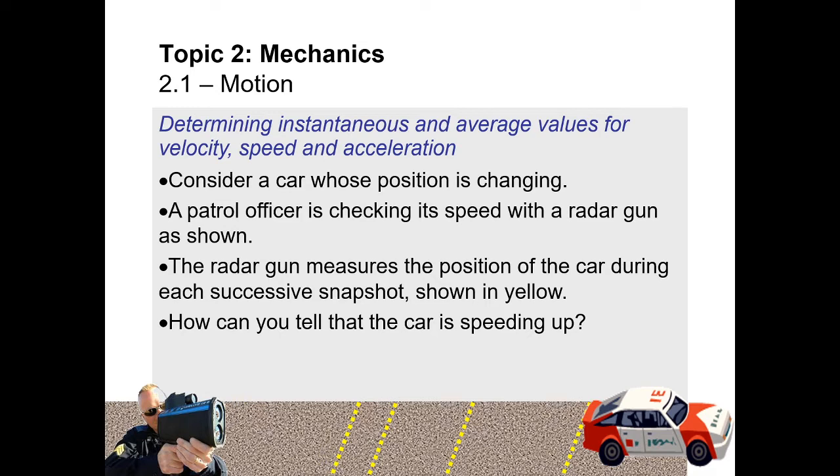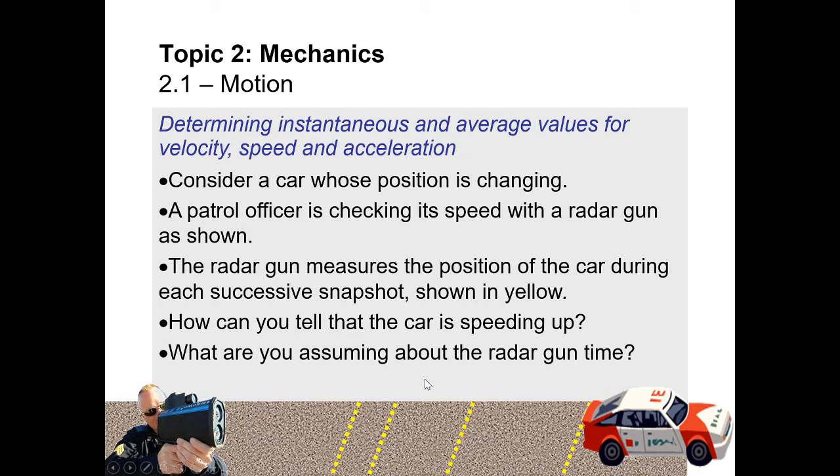Each snapshot is successive, so we can assume he's pushing the trigger on the radar gun at a regular rate, maybe every 1 second or every 1.5 seconds. However long, it's successive. But despite the interval of time between these yellow marks being the same, the car is covering more and more distance every time. More distance covered in the same time interval means you must be traveling faster. So this car is in fact speeding up. What are we assuming about the radar gun time? We're assuming he's pressing the button at regular time intervals.